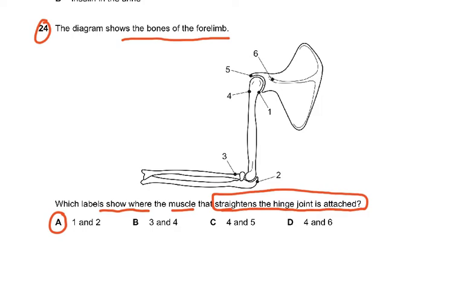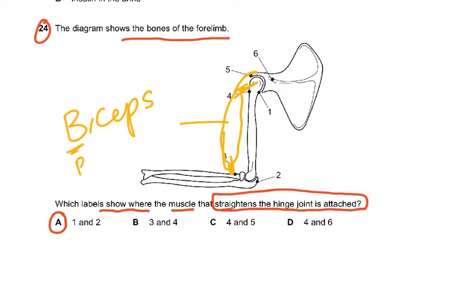Now you see, if I have to draw here, then this one which I'm drawing in front will be the biceps muscle. And the biceps is attached here, here, and here. So the biceps muscle is in the front, and the biceps muscle results in what? Flexion. Biceps bends the arm at the elbow.